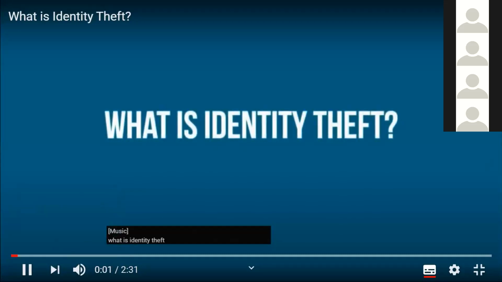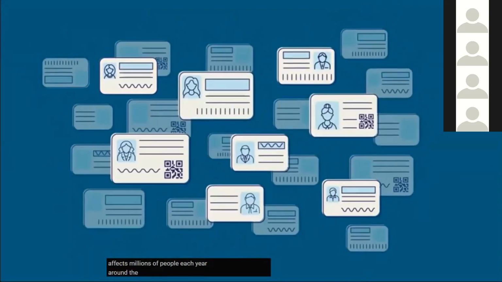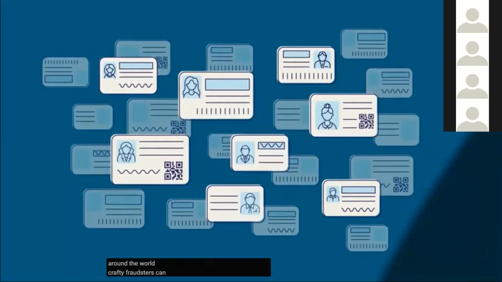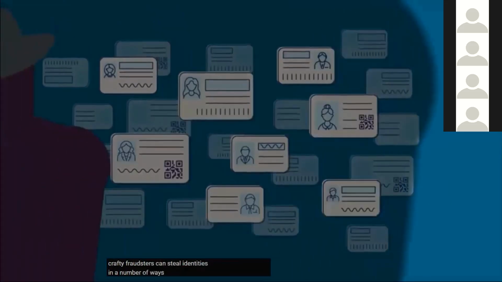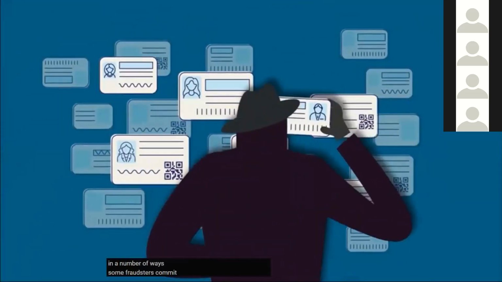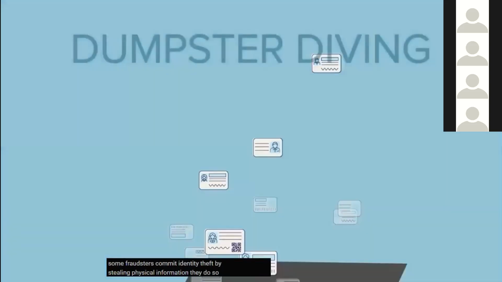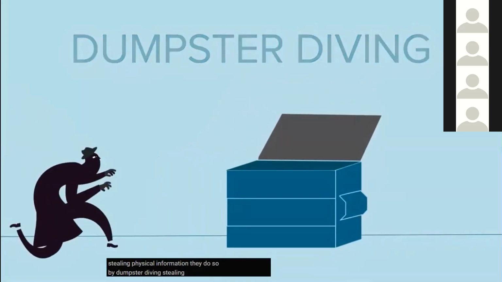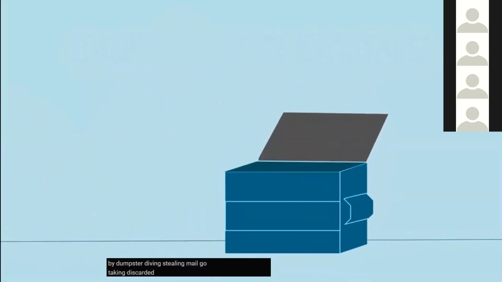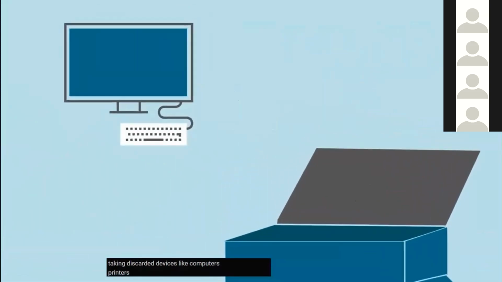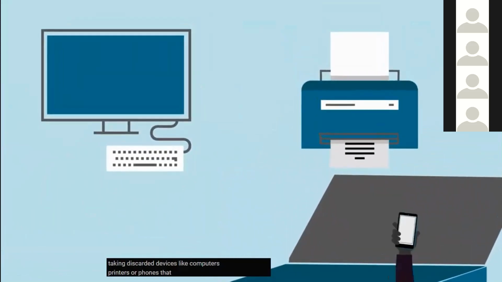What is identity theft? Identity theft affects millions of people each year around the world. Crafty fraudsters can steal identities in a number of ways. Some fraudsters commit identity theft by stealing physical information. They do so by dumpster diving, stealing mail, or taking discarded devices like computers, printers, or phones that have not had their hard drives wiped.